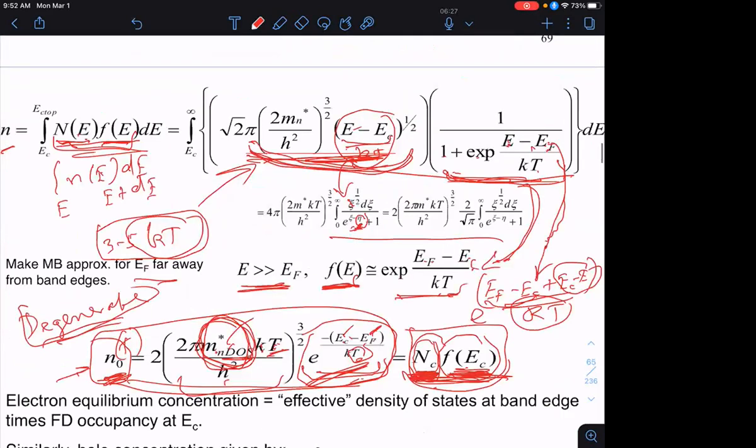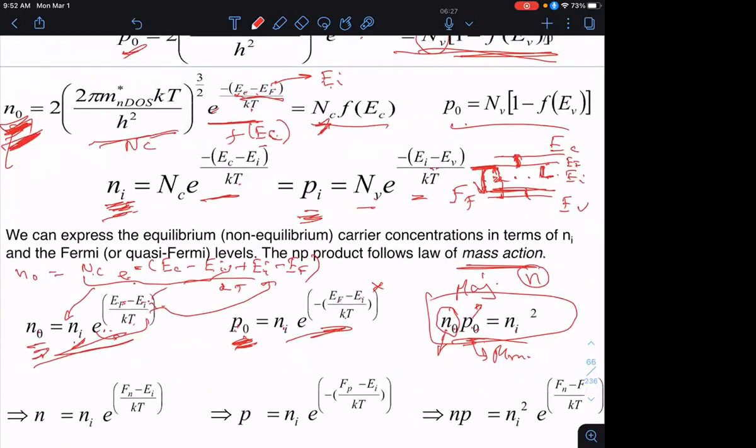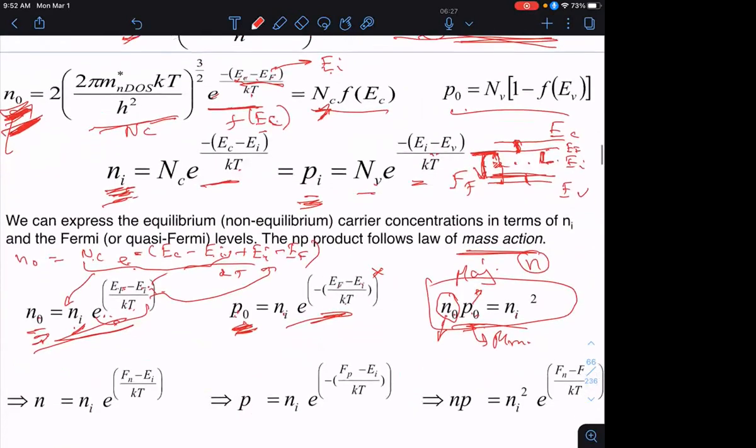Okay. So this expression, this is an important slide for doing calculations. This expression in terms of the effective density of states and occupancy at the conduction band edge, or these expressions in terms of the intrinsic carrier concentration will be used again and again to solve math problems.